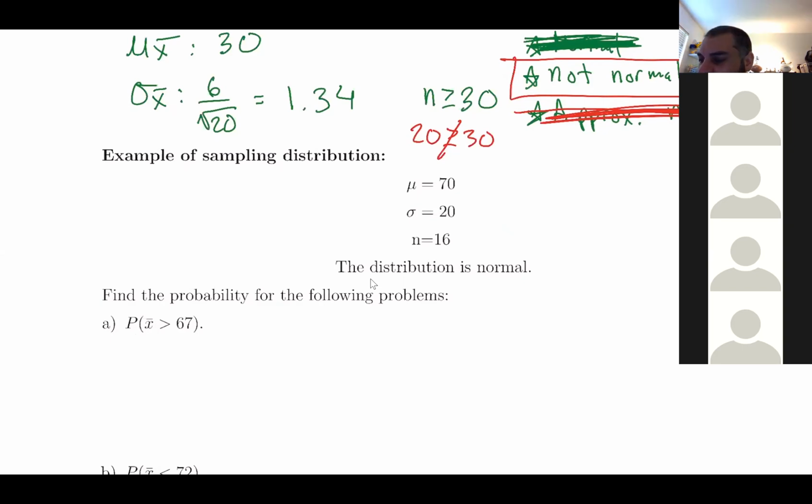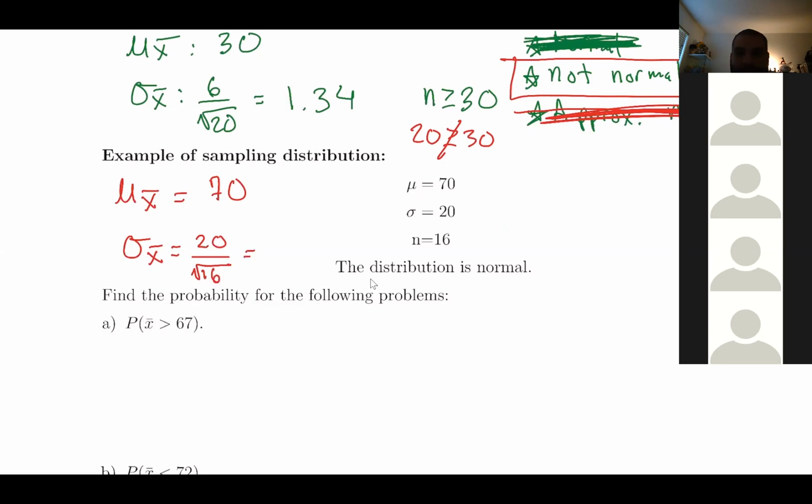Okay, so we're going to find mu of x bar, but we're also going to find sigma of x bar. So mu of x bar is equal to 70. Sigma of x bar is equal to 20 divided by square root of 16. So if we do 20 divided by square root of 16, we get what? 5. Thank you. All right. Everybody good? How we got mu of x bar is equal to 70, sigma of x bar is equal to 5.